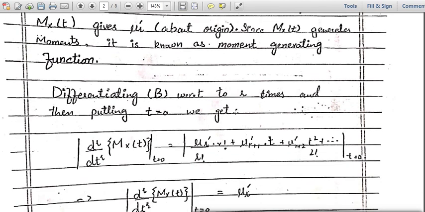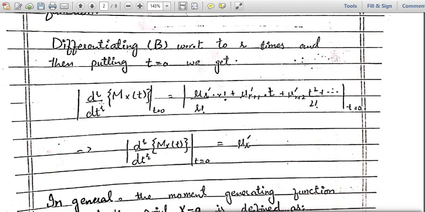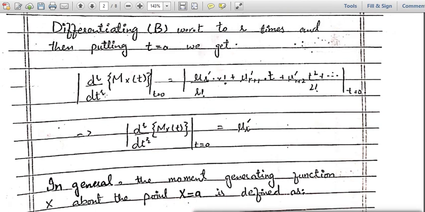Now for moments, we differentiate M_X of t with respect to t, r times, and put t equal to 0, and we get the moment. We differentiate r times because we want to find the rth moment. For the rth moment we need to take the rth derivative of the moment generating function. For the first moment, this is equal to mu1 prime; for the second moment, we take the second derivative of M_X of t, and this is denoted by the second moment mu2 prime.